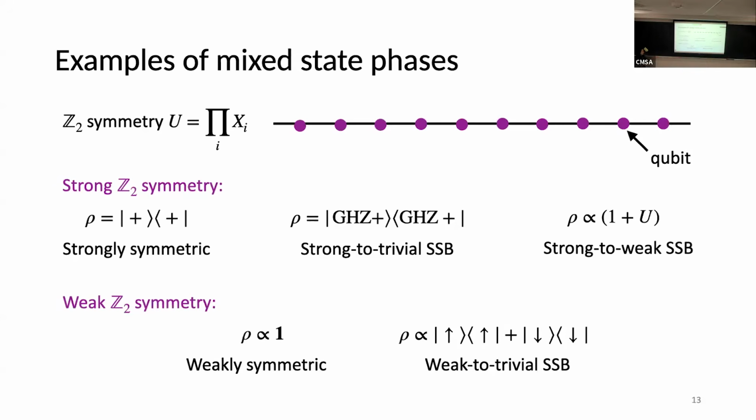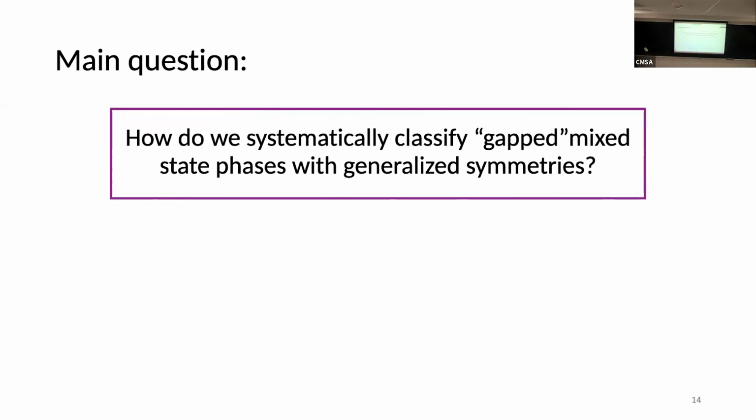We can also consider the scenario where we only have a weak Z2 symmetry. So the density matrix is only invariant if you act with U and U dagger on both sides. In that case, you can have this infinite temperature state, which is weakly symmetric, and you can have this up plus down state, which is weak-to-trivial spontaneous symmetry breaking. So these two on the bottom and the right one over there are mixed state phases. But more generally, one can ask, how do we systematically classify so-called gapped mixed state phases with possibly generalized symmetries that may be non-invertible?